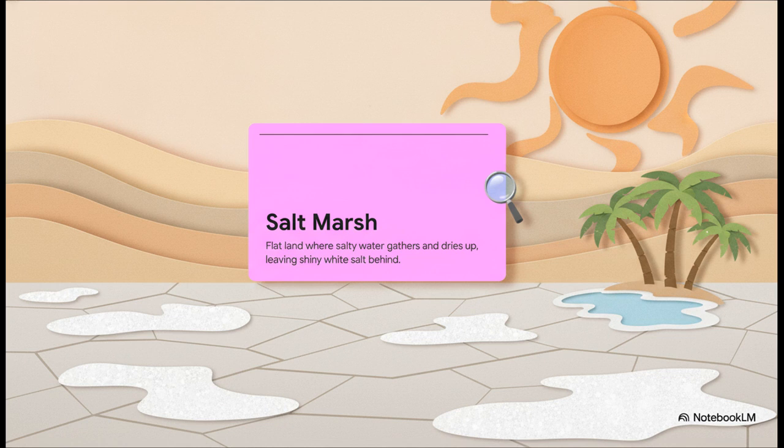And then, when the blazing hot sun dries that water up, it leaves behind this shiny white salt all over the ground. It literally looks like a bright white carpet. The Run of Kutch is the biggest and most famous salt marsh in the Thar Desert. So, to summarize quickly, a salt marsh is a flat area covered in a bright white carpet of salt that's left behind by dried up water.